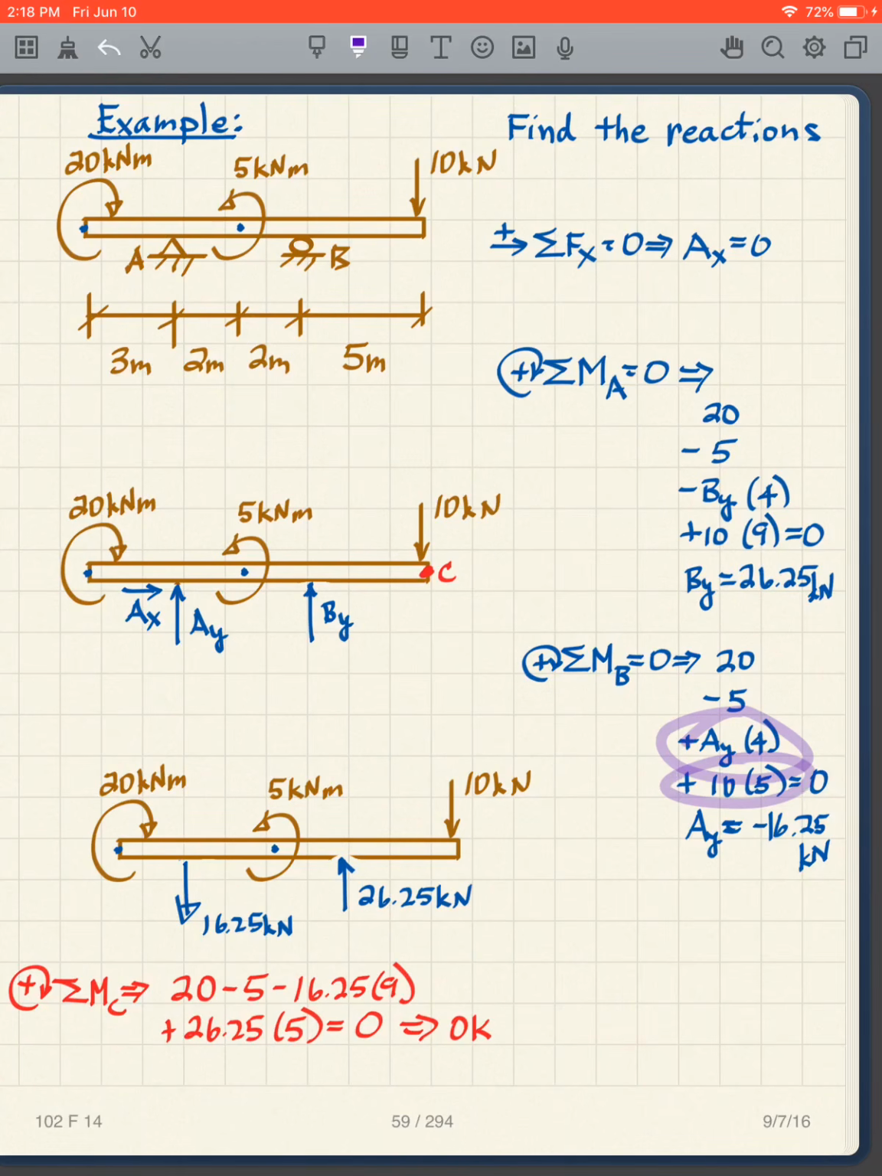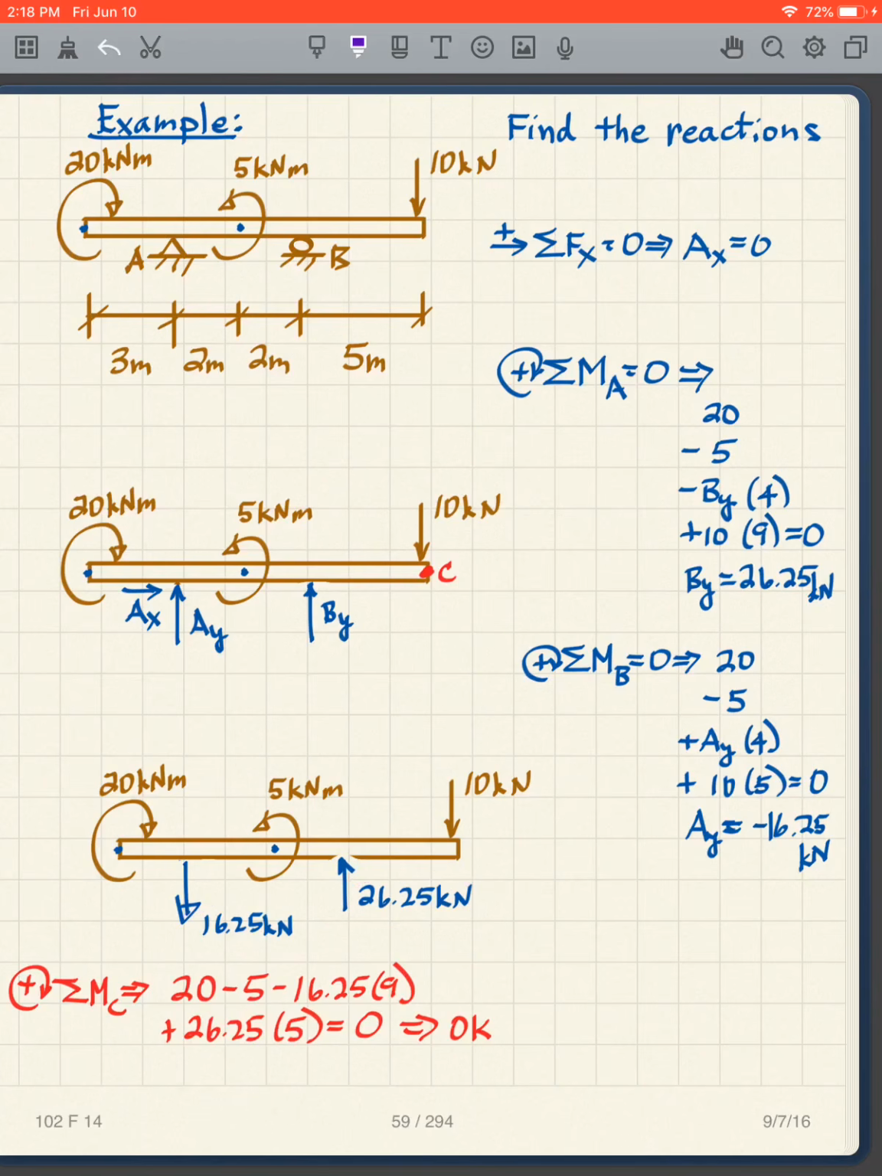Ay times 4, 10 times 5. And I solve for Ay: negative 16.25. So I flip the force around, I get 16.25 down, 26.25 up, and I can do a couple things here to check it.